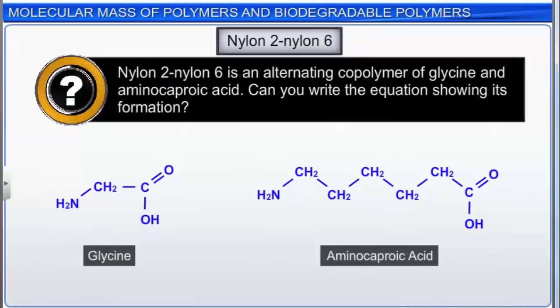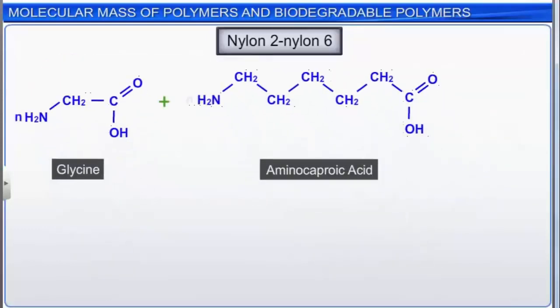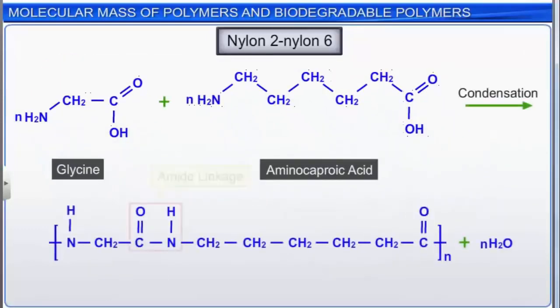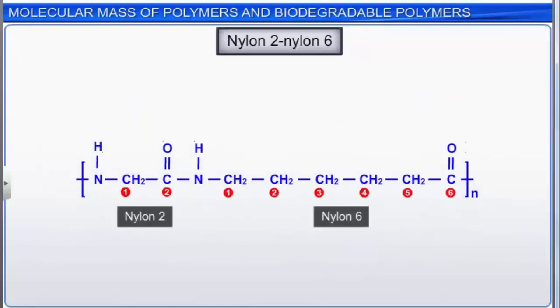Nylon 2 Nylon 6 is an alternating copolymer of glycine and aminocaproic acid. Can you write the equation showing its formation? Glycine and aminocaproic acid form an amide linkage by condensation as shown here. Notice how the polymer has a 2-carbon group and then a 6-carbon group in the repeating unit.